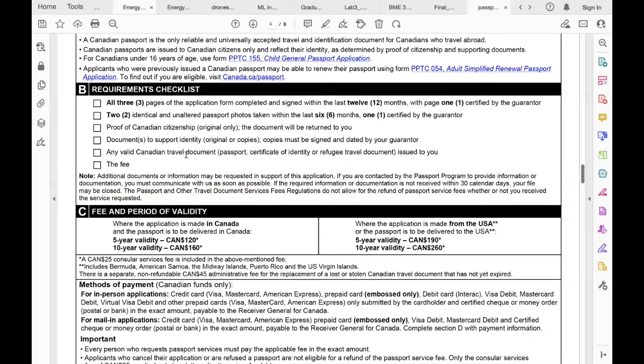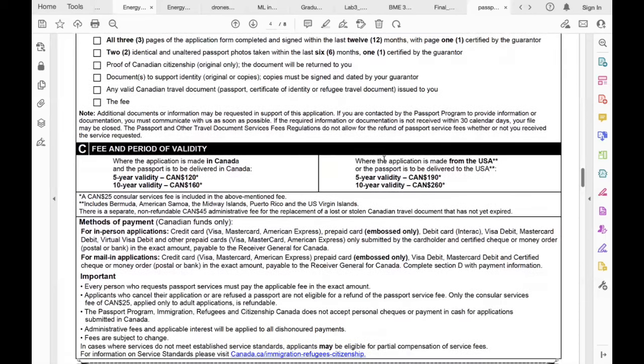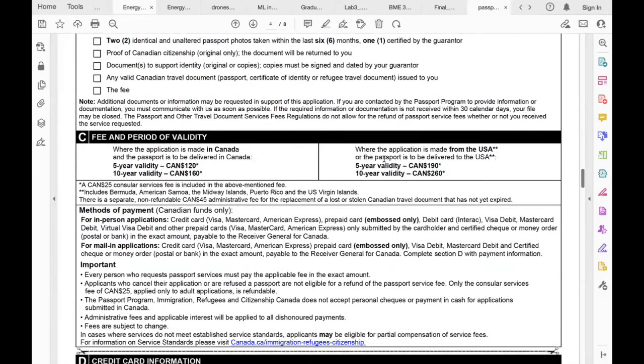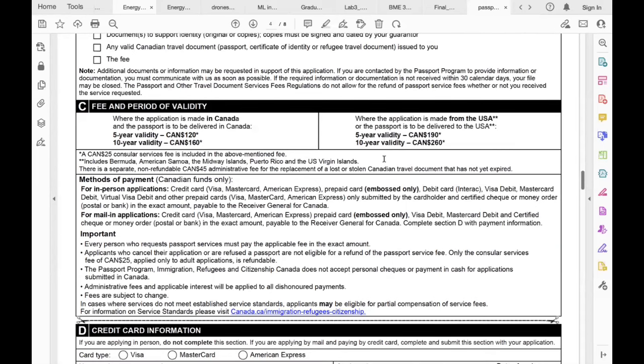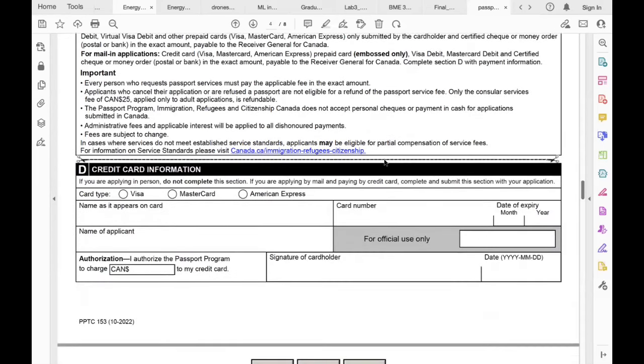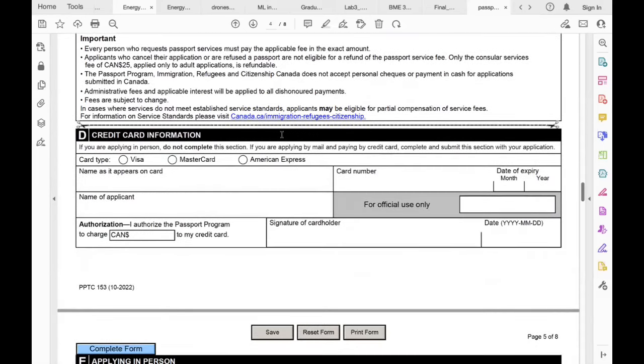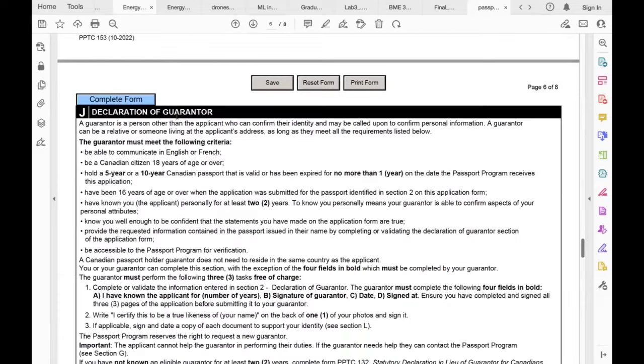Any valid travel documents. We are applying for the passport for the first time, so we don't have any valid Canadian travel document. So we don't need this. Then you pay the fee. I paid the fee in person there through my credit card. You can use a debit card as well. If you are applying in person, you don't need this information. The credit card information, you can leave it like this. Declaration of guarantor.